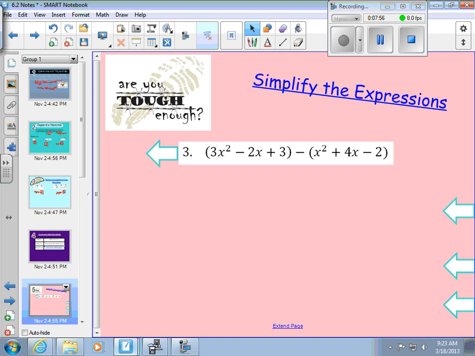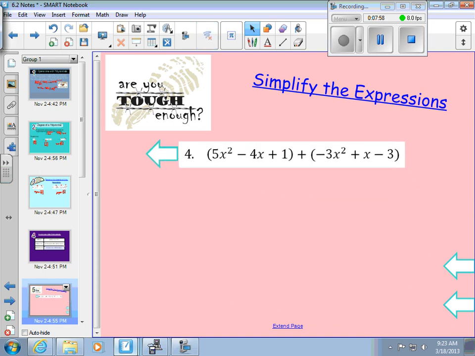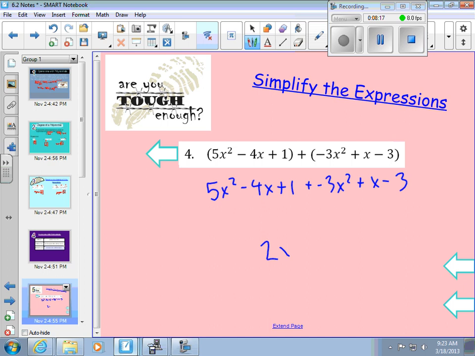All right, let's try another one. Number 4, this one you can see is an adding one. So when it's adding, you just want to pretend like those parentheses aren't there. You just want to add up any like terms. So what are our like terms? Well, we've got a couple x squared terms. Add those, you get 2x squared. Add the x terms, you get minus 3x. Add the constant terms, you get negative 2. So adding, you just combine any like terms.